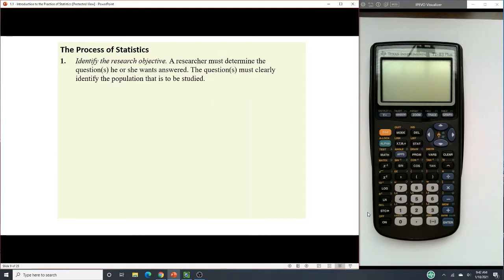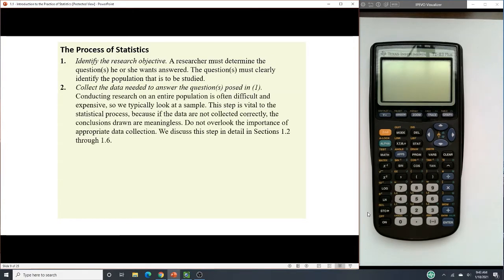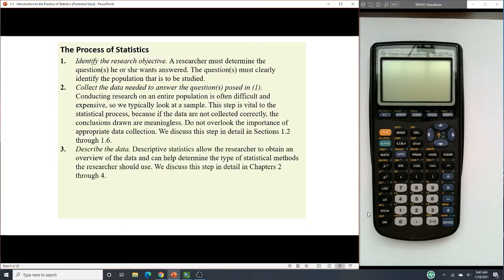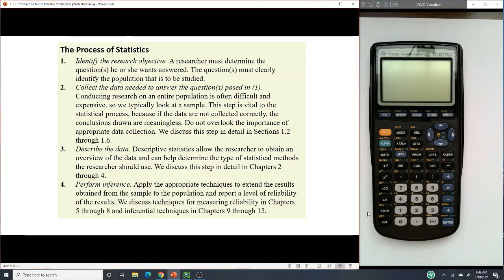All right, now the process of statistics is a few parts. We got to do a few different things. So let's go through those. So first, we want to identify the research objective. So we got to determine what questions do we want answered with that, and also identify the population so that we know what we're studying. Second, we need to collect the data needed to answer those questions that we had there at the beginning. So we want to make sure that we're collecting the data for those things. Now we go and describe the data, doing descriptive statistics and things like that so that we can start dealing with that data. And then finally, we want to perform an inference. We want to go, hey, what does this data tell me? And then I can extend to the full population and all of those things. And so we're going to look at how to do those throughout this semester.